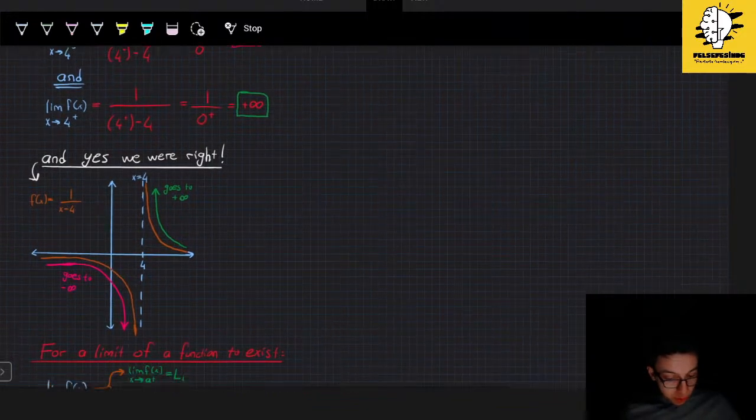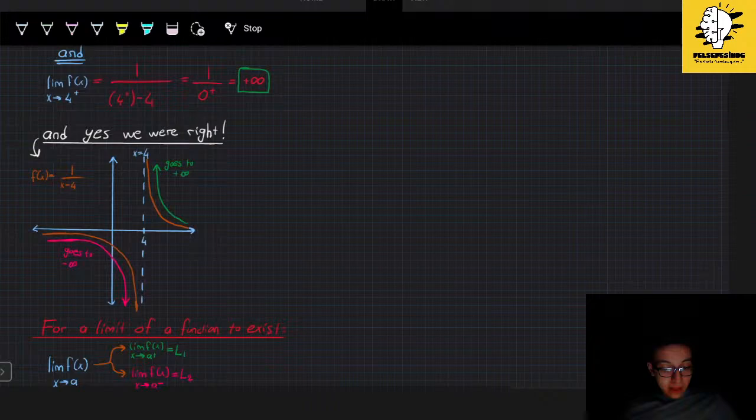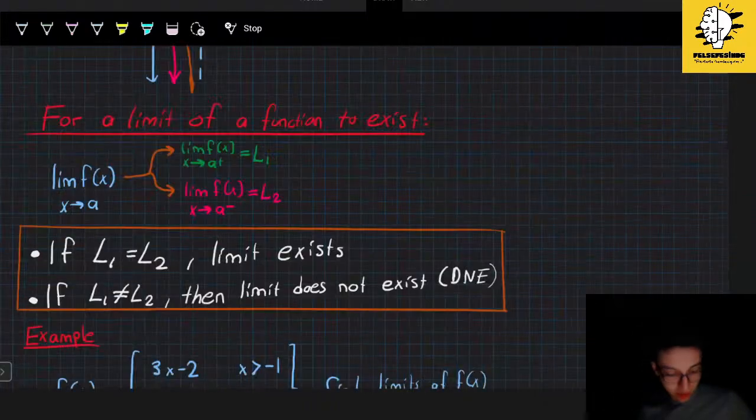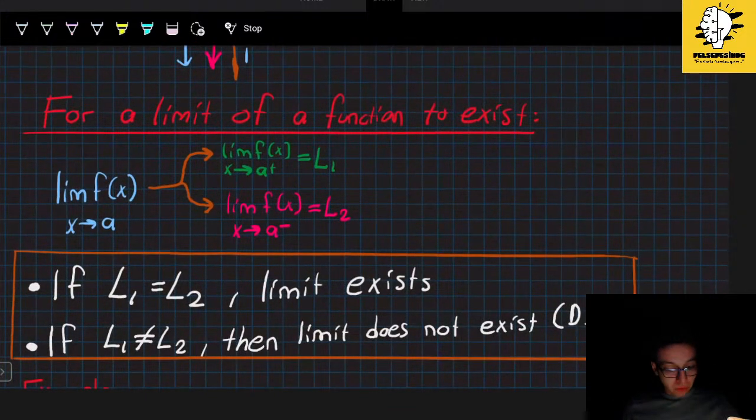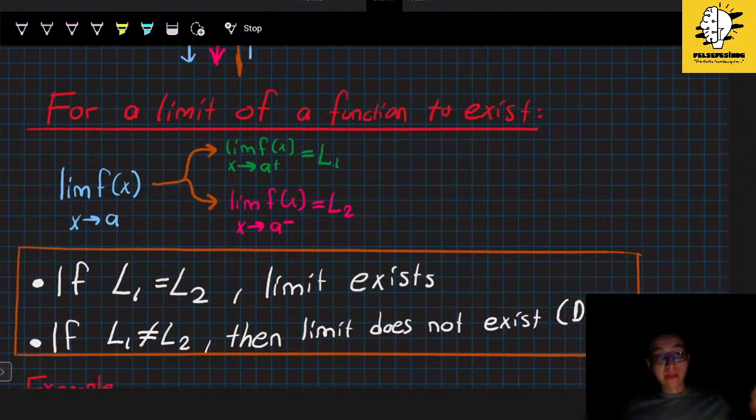Okay. So, how does a limit exist? Limit of a function. We have a rule for this. If f(x), meaning a function, has a limit at x is equal to a, let's say, it has to comply with two conditions. The first one is limit f(x), x goes to a plus, meaning from the right side, and x goes to a minus, meaning from the left-hand side. Let's say the one from the right-hand side, our limit is L1, and the one from the left-hand side, meaning the pink one, is L2.